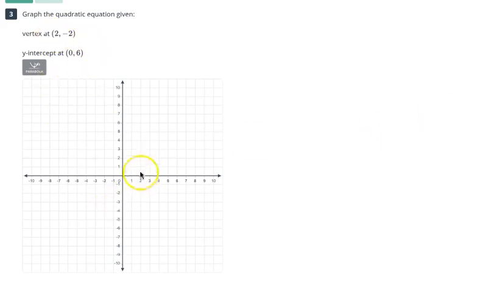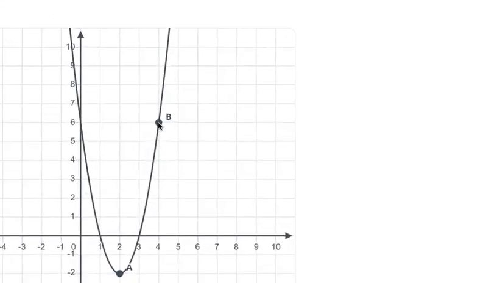2, -2. 0, 6 is here, but I can't put it here, so I'm going to think my axis of symmetry is right through the middle. That's 2 over. So from the 6, it would actually be right here, and I can double check that. When I look at that, I definitely can see that the parabola is going right through 0, 6.